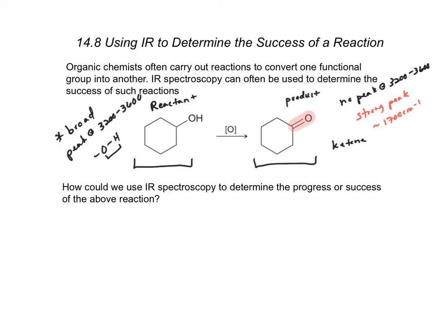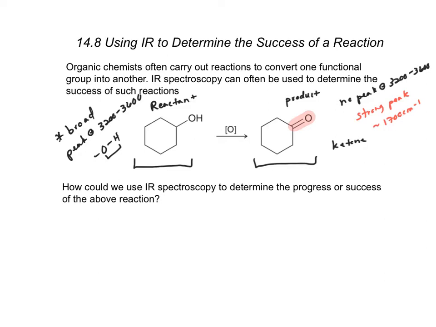Was that strong carbon-oxygen double bond at 1,700 present in our initial starting material? No. So how can we tell whether our reaction had been successful? We take an IR spectrum of our starting material. It has this broad peak at 32 to 3,600 due to the alcohol group. We do the reaction, purify, and work it up, then take an IR spectrum of our product. How do we know? That broad peak's gone, and a strong peak at 1,700 inverse centimeters has replaced it. So we use IR spectroscopy to tell whether a reaction has been successful by comparing the spectrum we expect for the starting material to the spectrum afterwards.